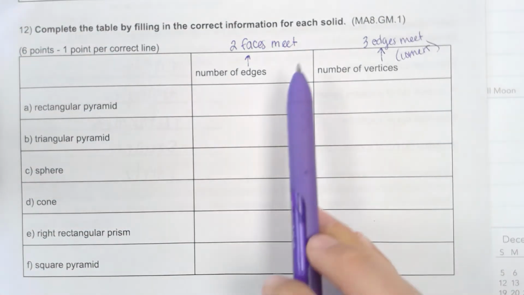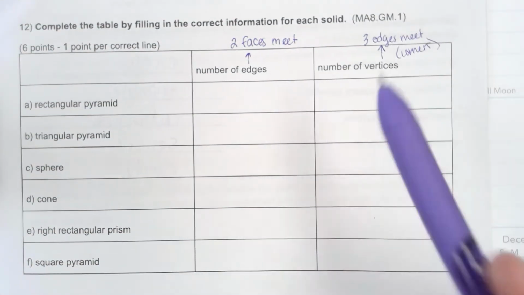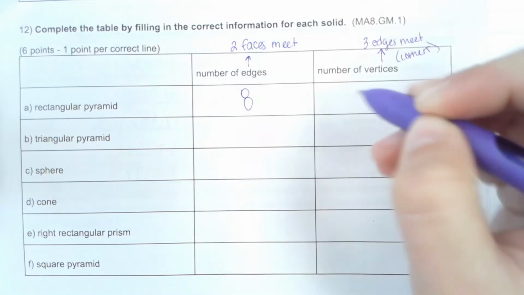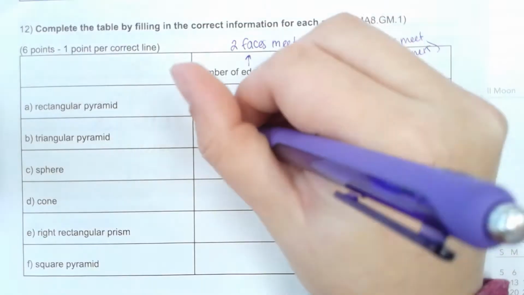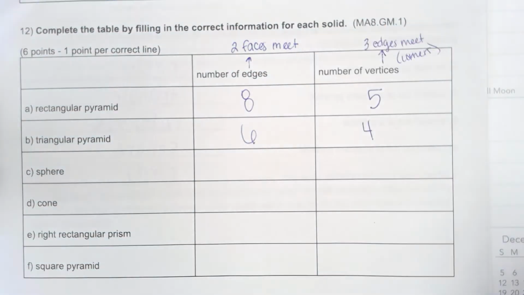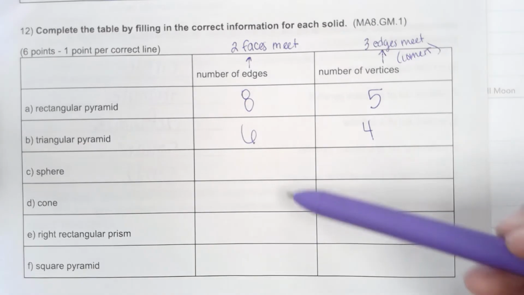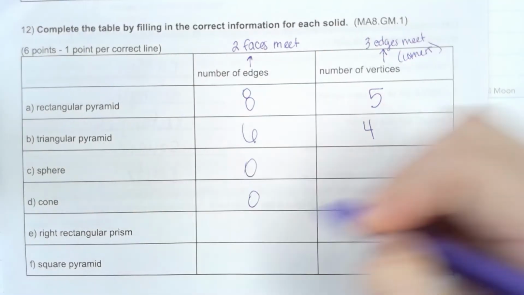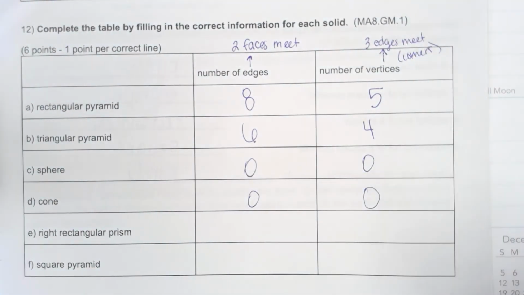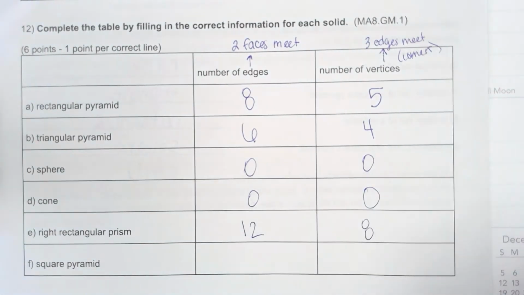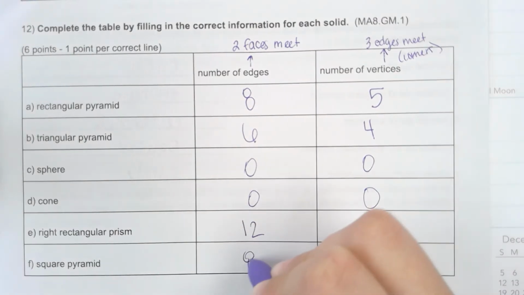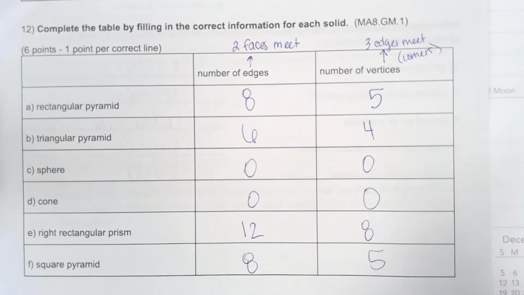Okay. So, on a rectangular pyramid, you have 8 edges and 5 vertices. On a triangular pyramid, you have 6 edges and 4 vertices. Sphere and cone have no edges or vertices. The right rectangular prism has 12 edges and 8 vertices. And then the square pyramid has 8 edges and 5 vertices.